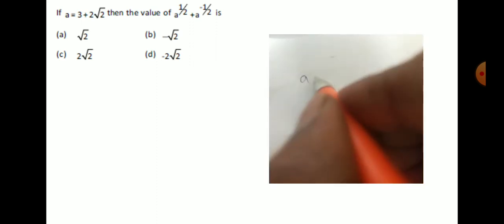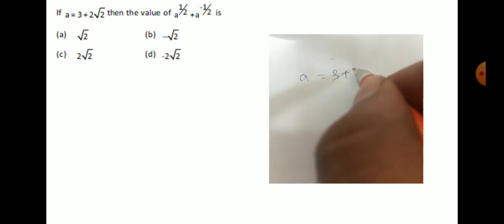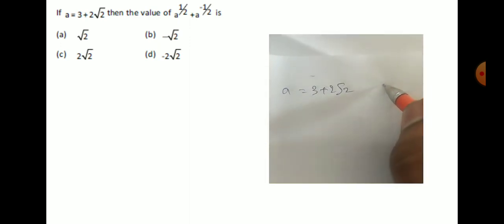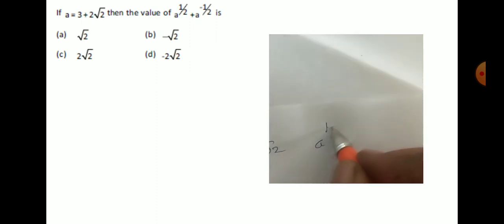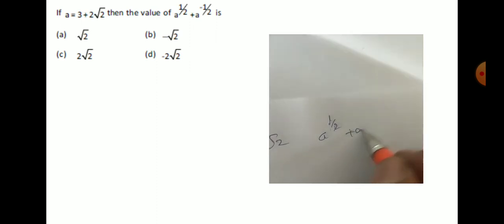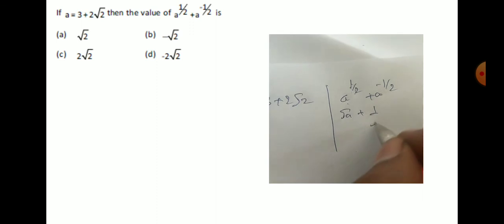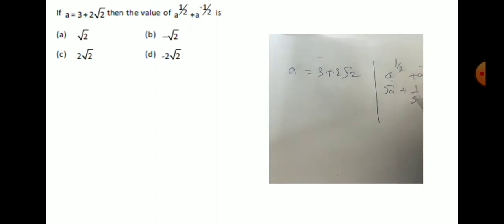Given that a is equal to 3 plus 2 root 2, find the value of a to the power of half plus a to the power of minus half. They're asking us to find a to the power of half, which is root a, plus 1 over root a. This value they're asking.